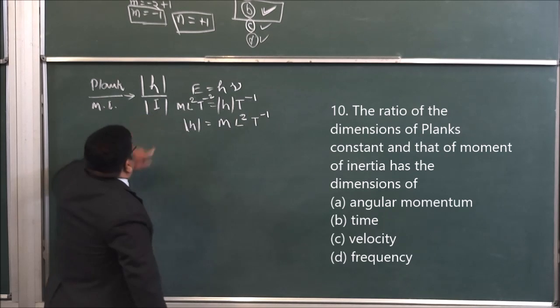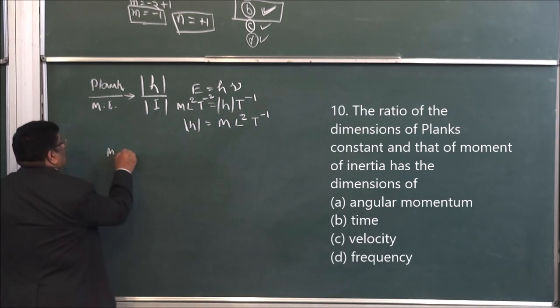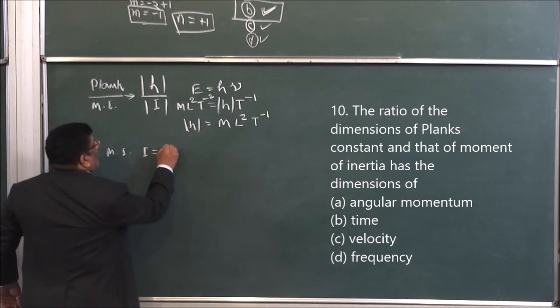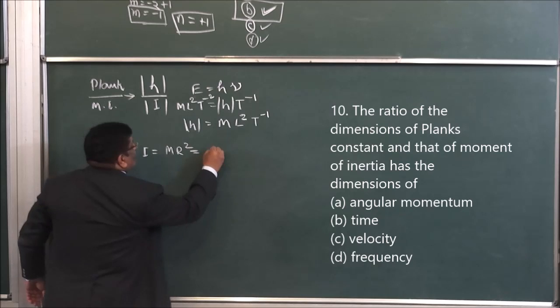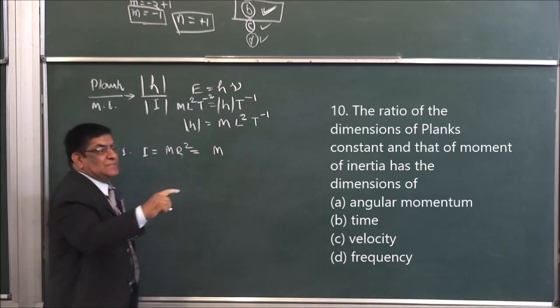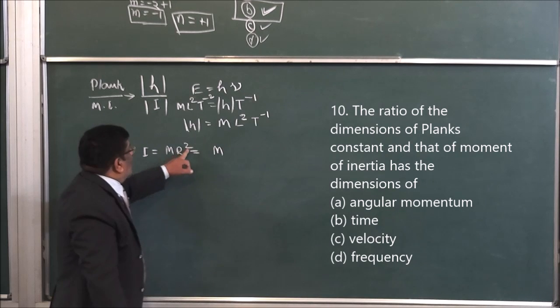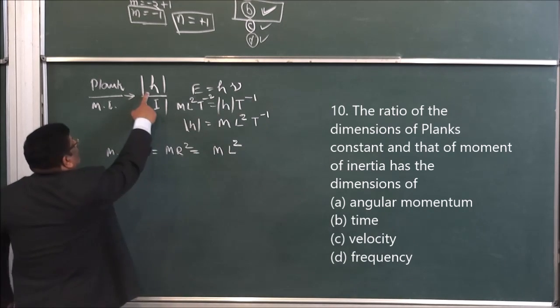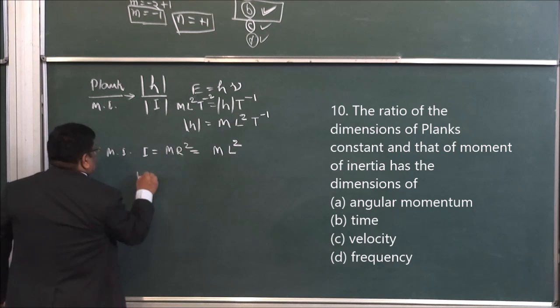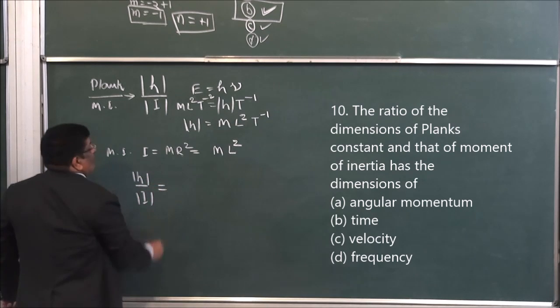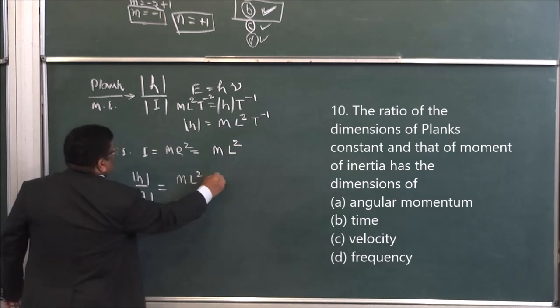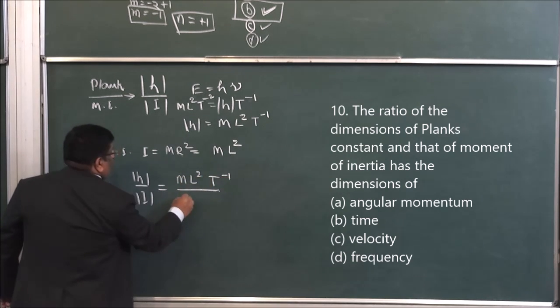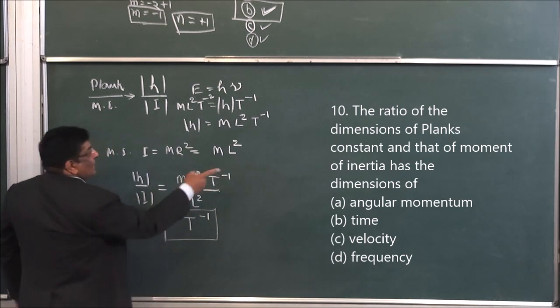Then this is moment of inertia. Moment of inertia I has a formula m r square. This has dimension M1, r is radius, radius has dimensions of length, and length to the power 2, L2. Now ratio of the two, h upon I, this is equal to M L2 T minus 1 upon M L2, this is equal to T minus 1. So this is our option number A.